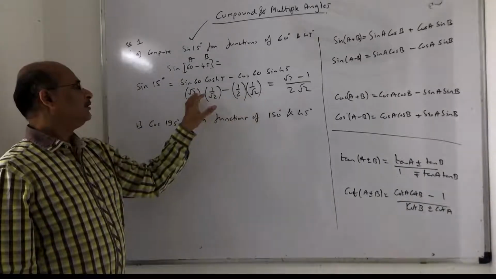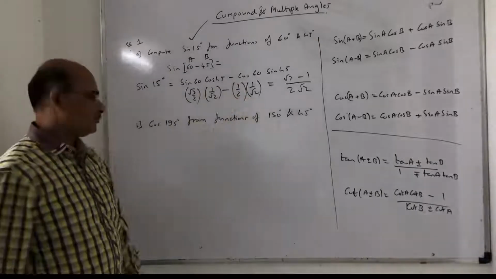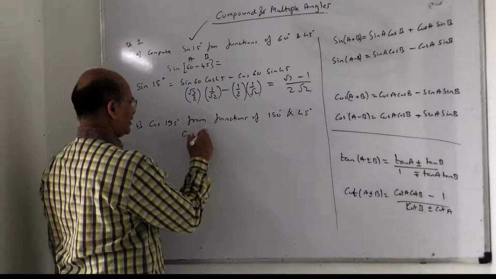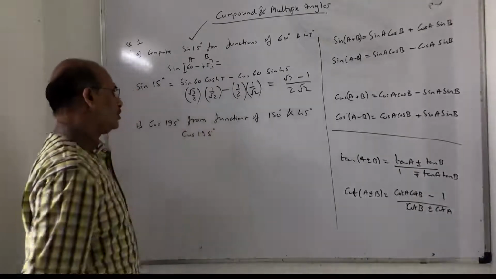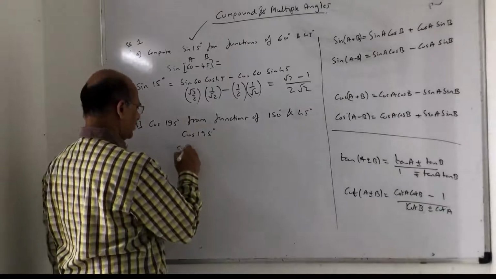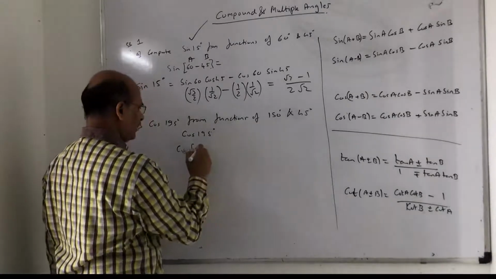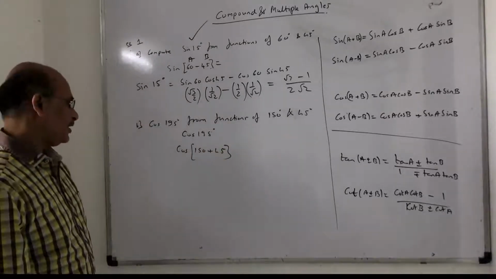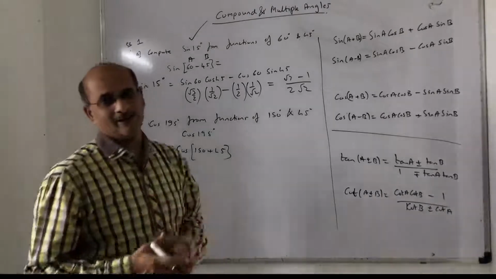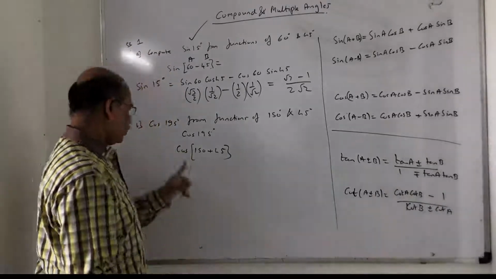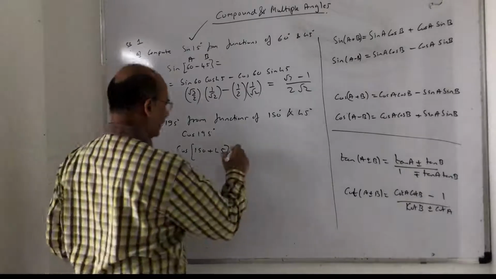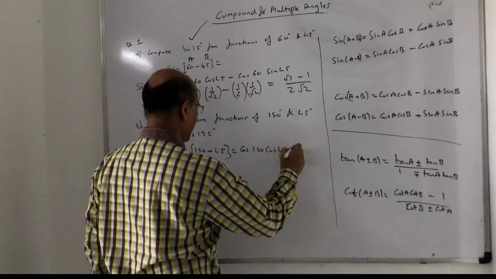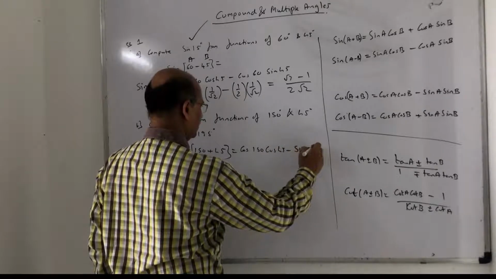After finding the LCM, the denominators are the same, so just adding the numerators. Now they are asking for cos 195. So cos 195 is nothing but cos of 150 plus 45. Now I will share with you how the previous knowledge helps us to work on this, let us see. So cos of a plus b is nothing but cos a cos b minus sin a sin b.